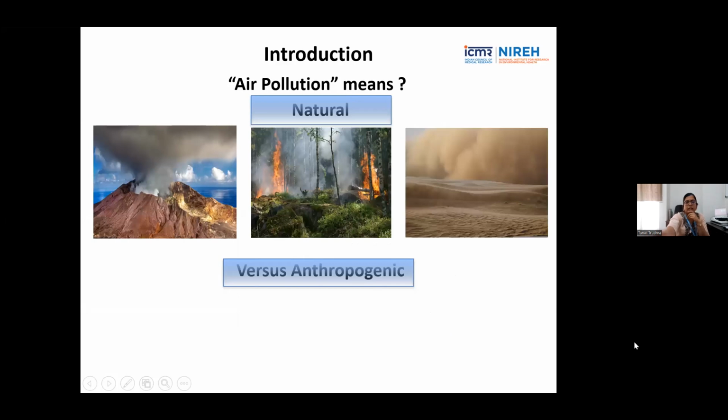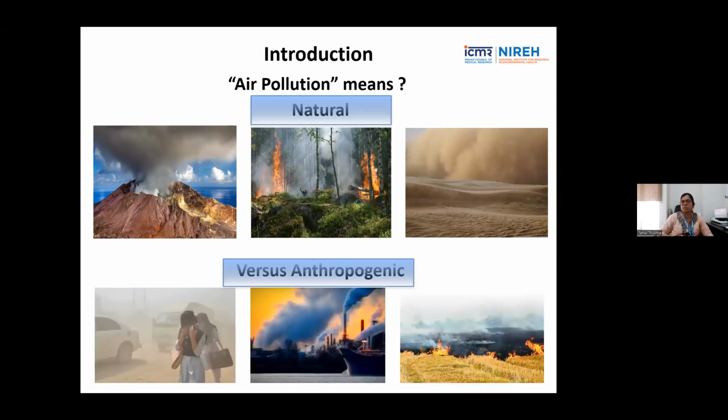So there are sources of natural air pollution like volcanic eruptions, forest fires, and desert-based dust remobilization. But the major problem that we are dealing with today is air pollution caused by human activities: traffic, industry, agricultural emissions, and so on. That is where our focus is nowadays, to try to mitigate and reduce the amount of air pollution generated by human activities.